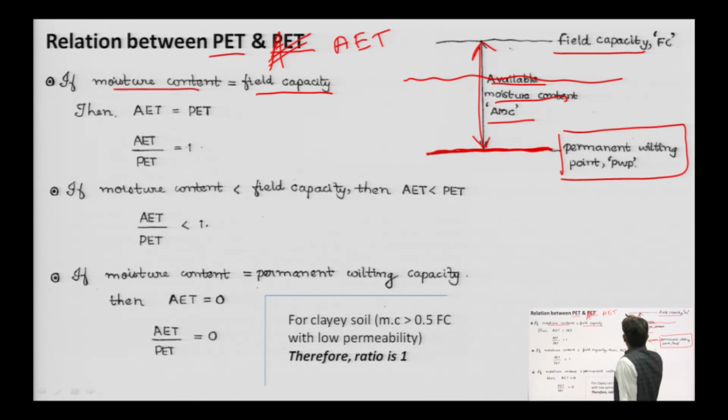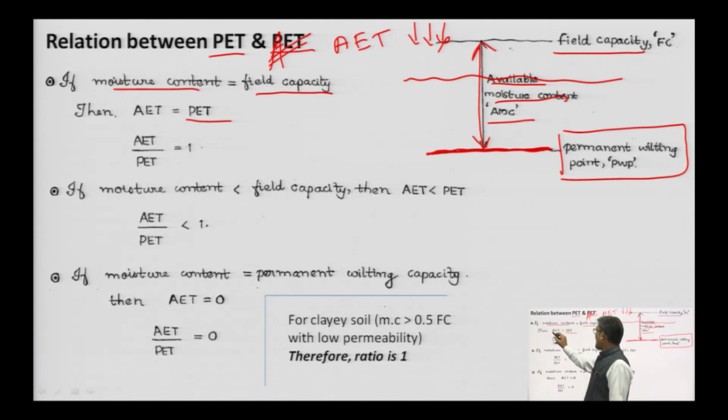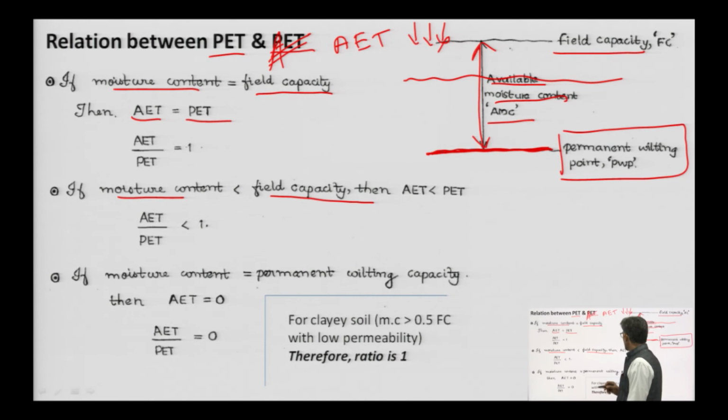Suppose we are adding water beyond the field capacity, then what will happen? Part of the water will be drained off as runoff. If moisture content is equal to the field capacity, then potential evapotranspiration and actual evapotranspiration both will be the same, there is no difference. If moisture content is less than the field capacity, then actual evapotranspiration will be less as compared to potential.